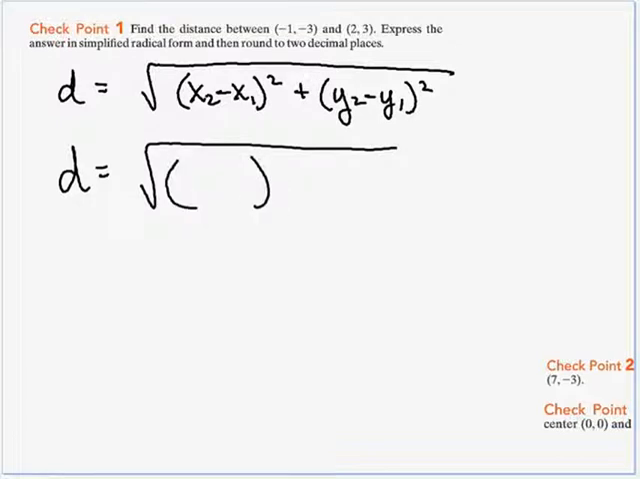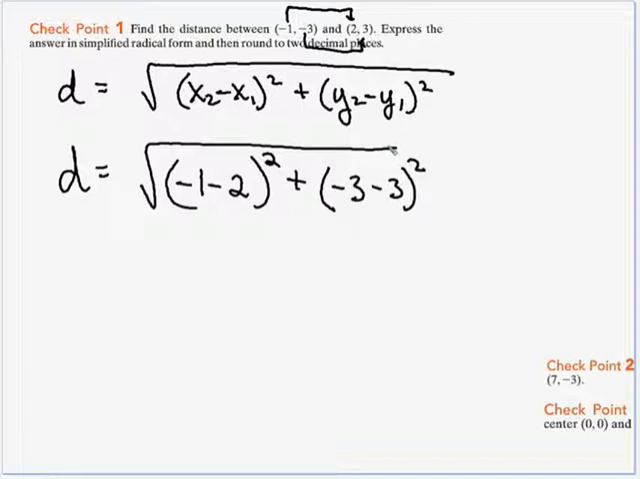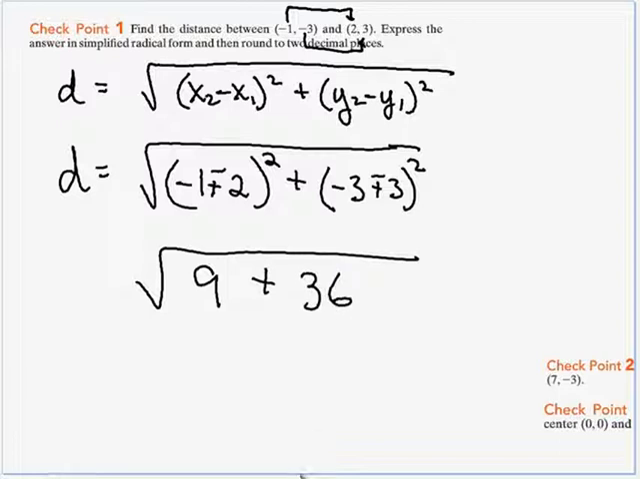Let's see, I'll subtract left to right this time. X minus x, negative 1 minus 2, and we square that quantity, plus negative 3 minus 3, and we square that quantity. So let's see. First quantity, we add the opposite, we get a negative 3, and when we square that, we get 9. And then the other one, we add the opposite, get a negative 6, square that, and get 36. So we add those up and get the root of 45.